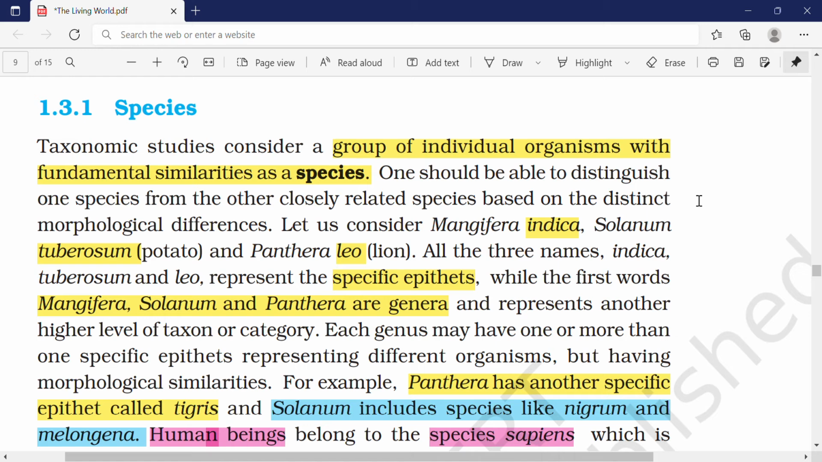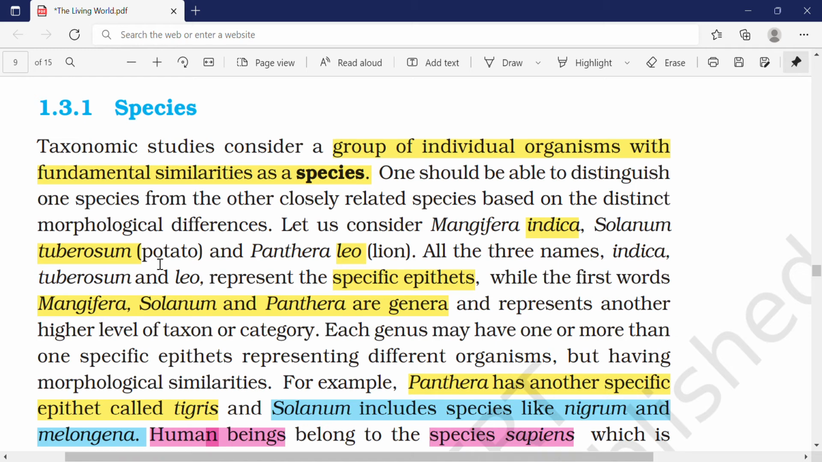In species, all the individual organisms will have some fundamental similarities. They can breed among themselves. They can reproduce among themselves. Here they are given Mangifera indica, Solanum tuberosum, Panthera leo. In these, indica is the species name, tuberosum is the species name, and leo is the species name. You have to remember all this. Mangifera indica, you should be able to tell that is mango. Solanum tuberosum, you should say it's potato. And Panthera leo, you should say it's lion.